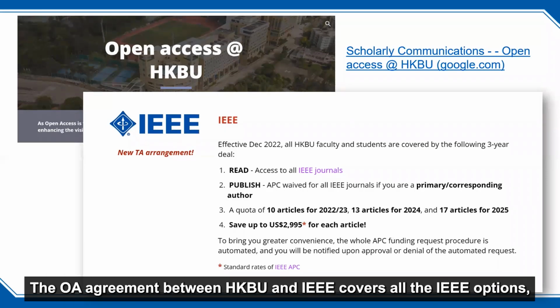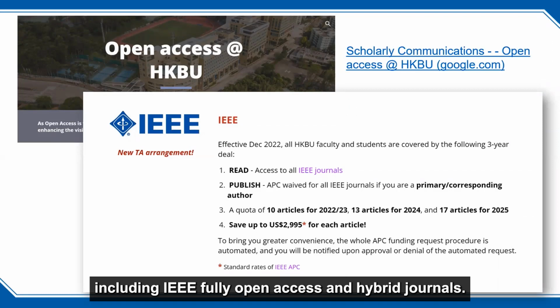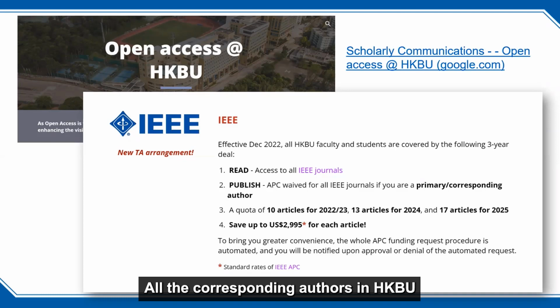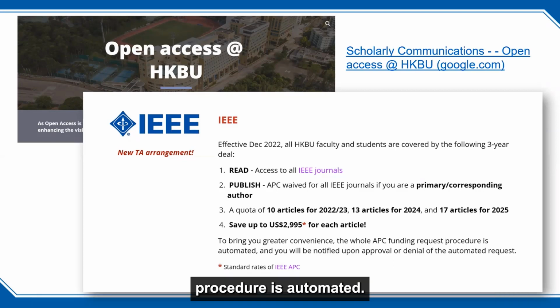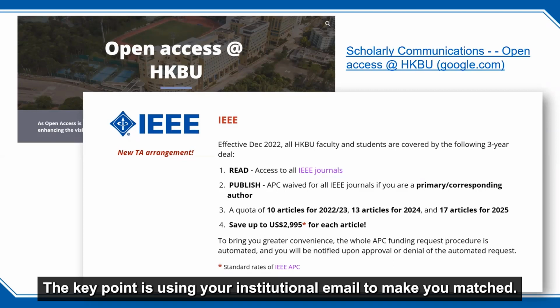The OA agreement between HKBU and IEEE covers all the IEEE options, including IEEE fully open access and hybrid journals. All the corresponding authors in HKBU can seek funding from your institution to pay the APC of your OA manuscript, and the whole APC funding request procedure is automated. The key point is using your institutional email to be matched.